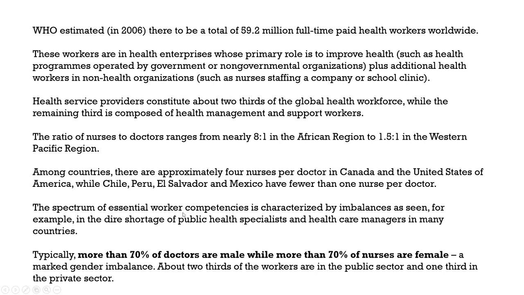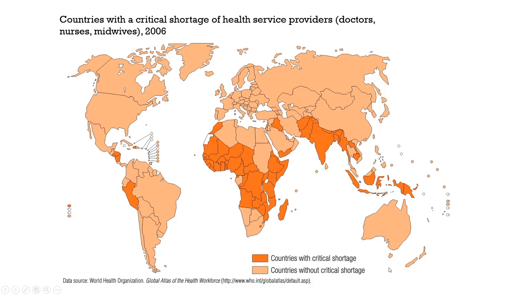The spectrum of essential worker competencies is characterized by imbalances. For example, a dire shortage of public health specialists and healthcare managers in many countries was highlighted. And it was found that typically more than 70% of doctors are male, while more than 70% of nurses are female worldwide. So this brought out a marked gender imbalance with regard to the distribution of doctors and nurses. And about two-thirds of the workers are in the public sector and one-third is in the private sector.